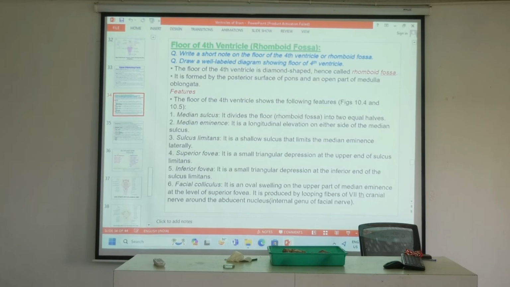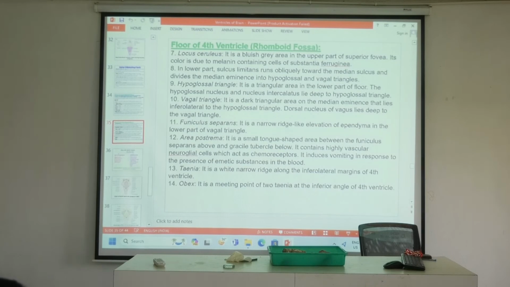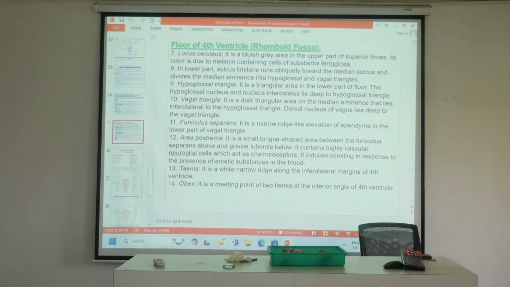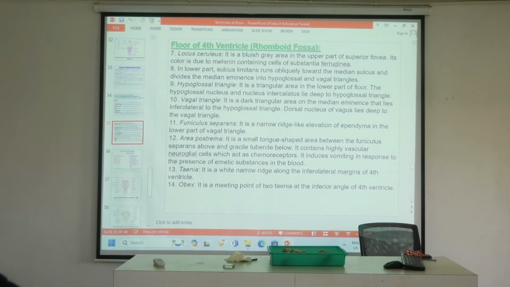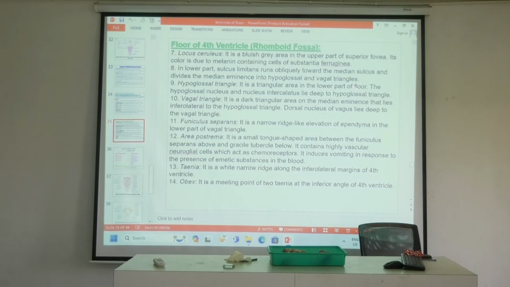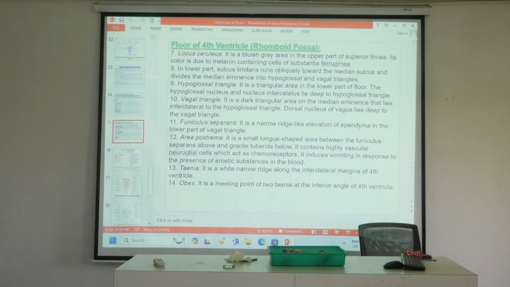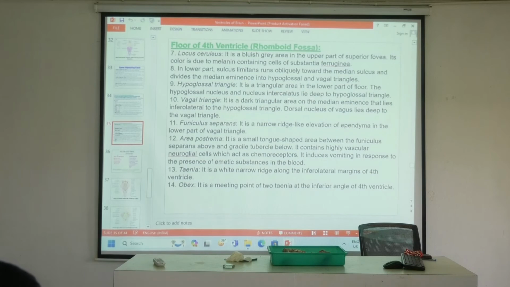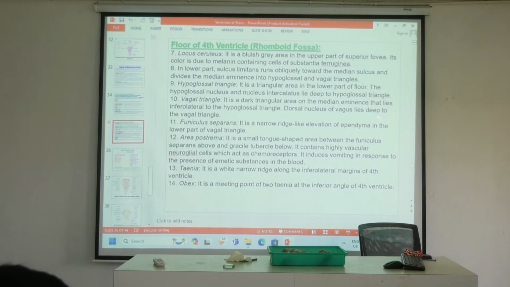We have discussed it. Next is the locus ceruleus. It is a bluish gray area in the upper part of the superior fovea, and its color is due to melanin containing cells of the substantia ferruginea. In the lower part, the sulcus limitans runs obliquely towards the median sulcus and divides the median eminence into hypoglossal and vagal triangles. The hypoglossal triangle is a triangular area in the lower part of the floor, and the hypoglossal nucleus and nucleus intercalatus lie deep to it.